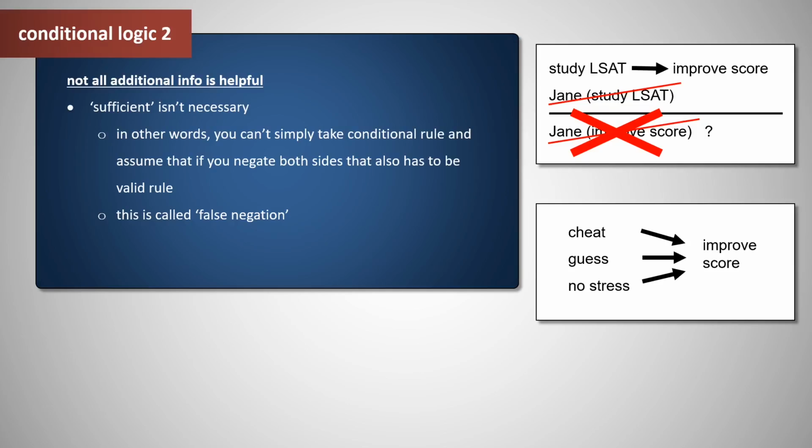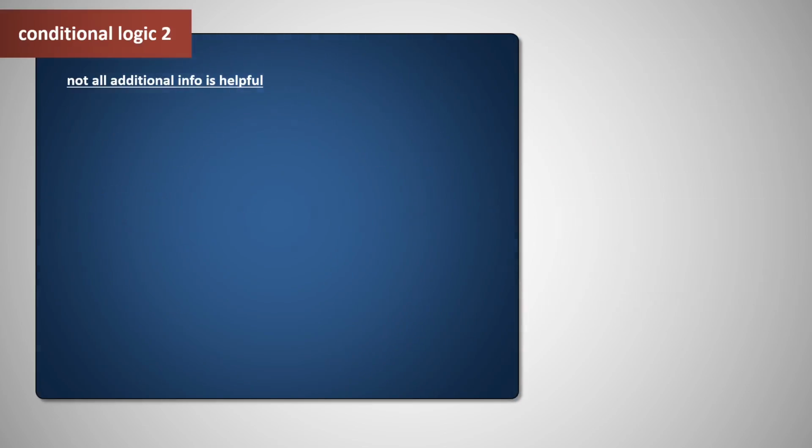And so you can't make that false negation. You can't assume that just because you're given a rule, if you negate both sides, you'll be able to infer a rule which has both sides negated. The other major thing is when they have you assume that the necessary is also sufficient. You can't assume that. That additional information that the necessary is sufficient isn't necessarily true.